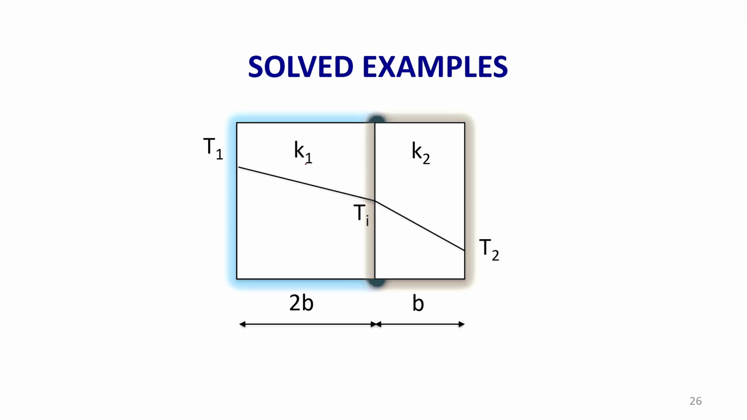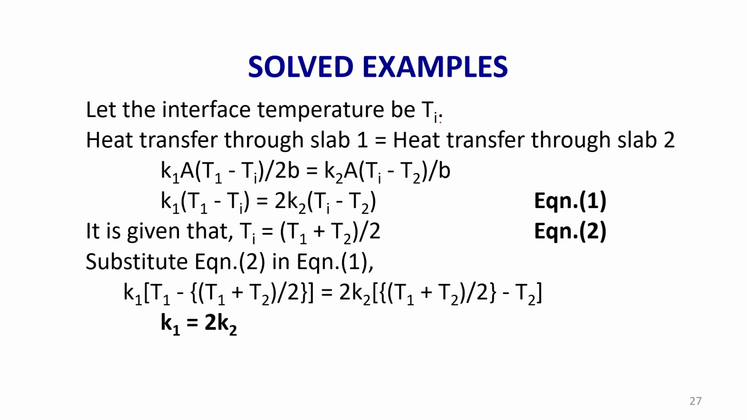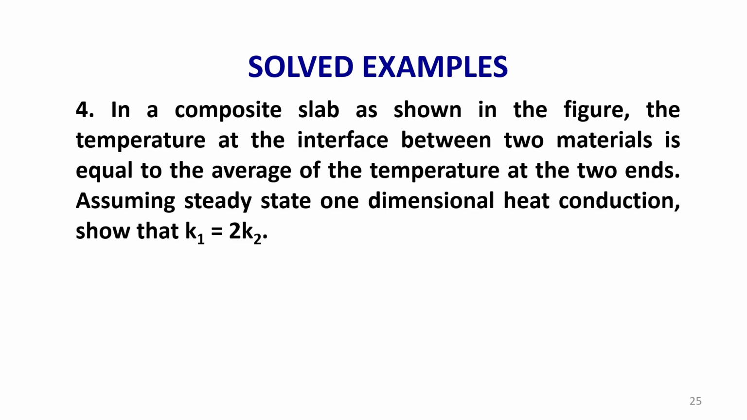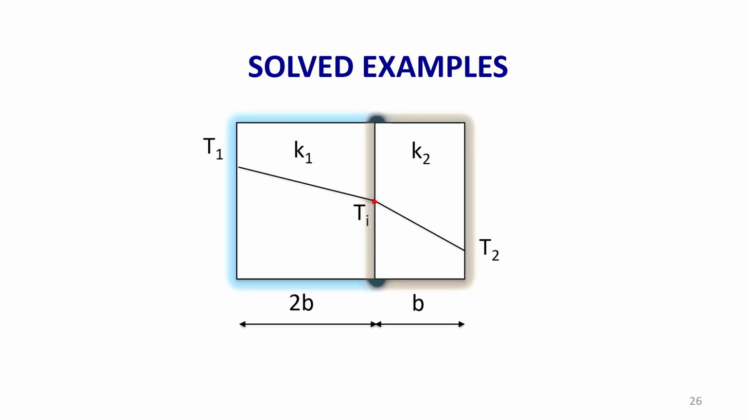So, this is the thickness, K1 is the thermal conductivity of the first layer and K2, and between T1 and T2 there is an intermediate temperature. This is the intermediate temperature, this diagram is given. So, I am taking the interface temperature as Ti. So, there are 2 slabs, this is slab 1, this is slab 2.